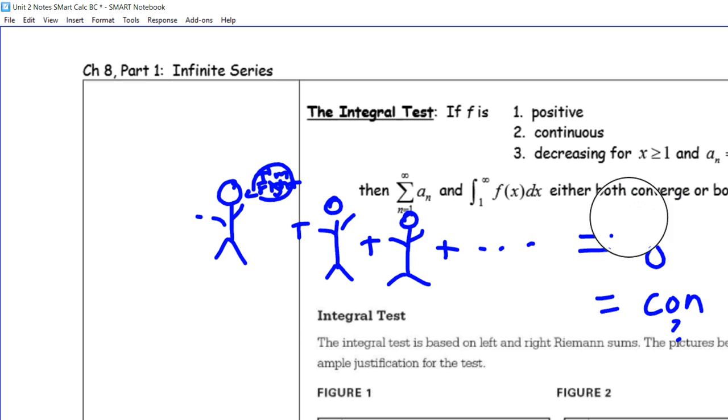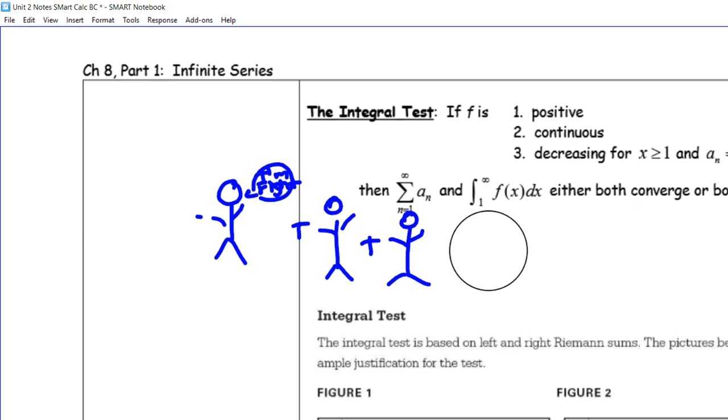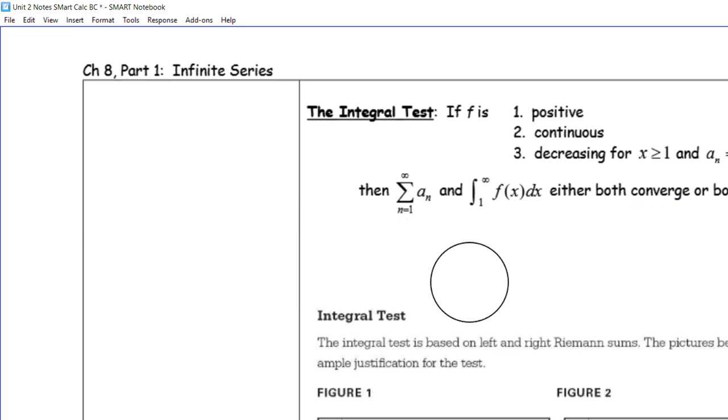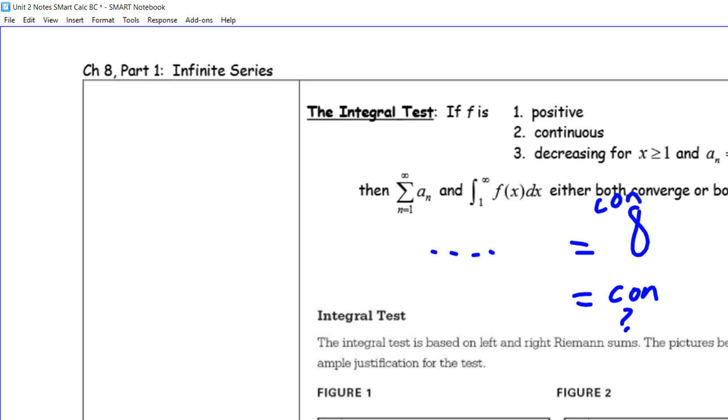So let's say that I took away the first 100 terms. So I was at 8 and I was converging. I took away the first 100. Would it still converge? Yes. Okay, is it going to converge to 8 though? No. Again, we don't know.